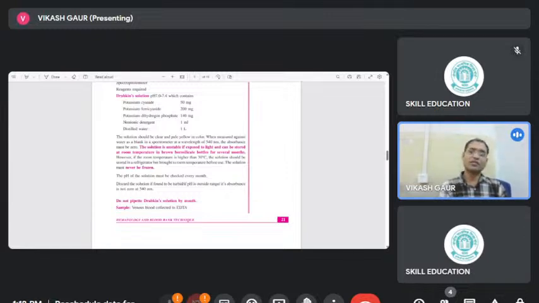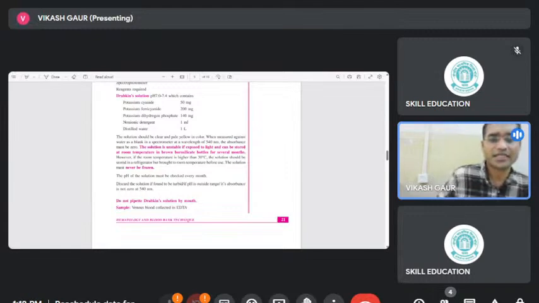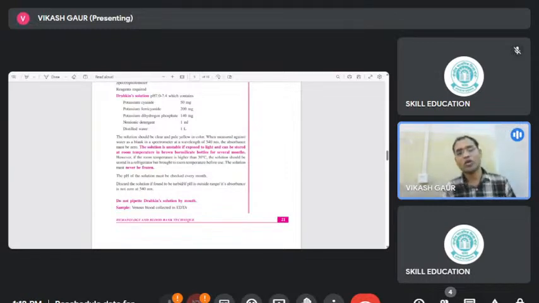So before the test, we need to maintain the temperature of the reagent, and it should never be frozen. The pH of the solution must be checked every month. Discard the solution if it is found to be turbid, the pH is outside range, or its absorbance is not zero. So we can't use this solution for the test. And don't pipette Drabkin solution by mouth because it is the highest level of poison. And what kind of sample is required for the Hb estimation? Venous blood collected in EDTA.